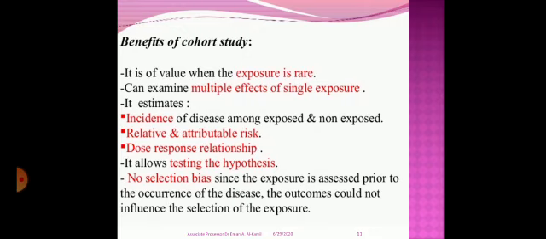Also, it is important in assessing the temporality, the time sequence: exposure, then the occurrence of the outcome. So these are good examples of what is called the criteria of association, which we have already discussed previously. The temporality, or the time sequence: first exposure, then the occurrence of the disease. It also allows testing of the hypothesis.